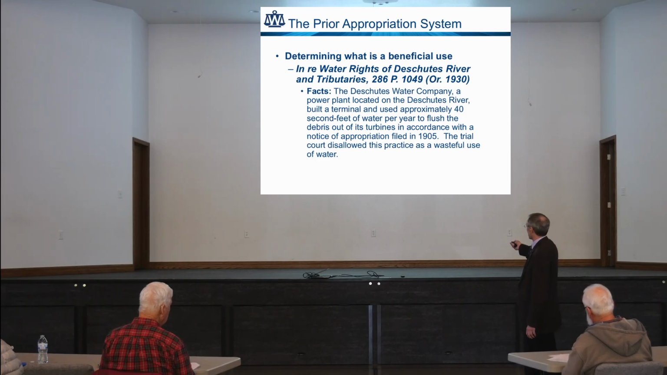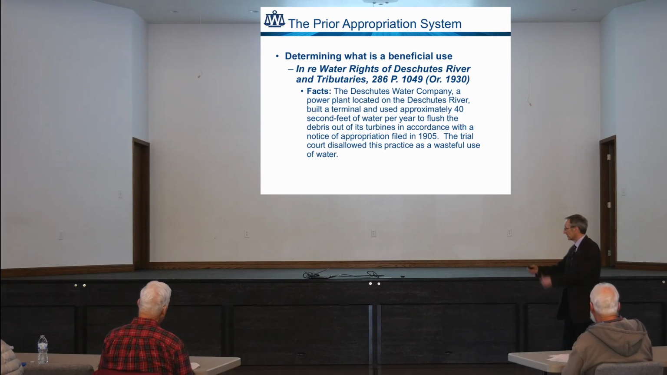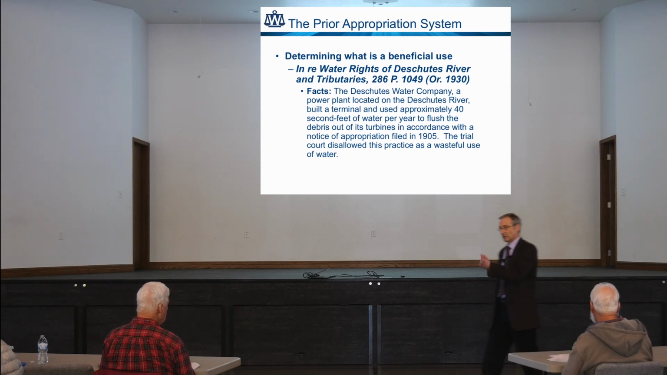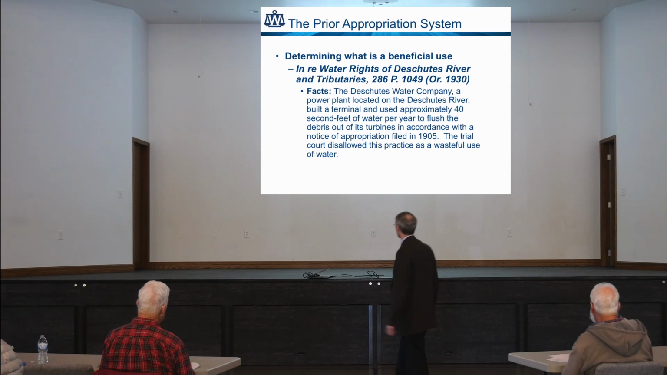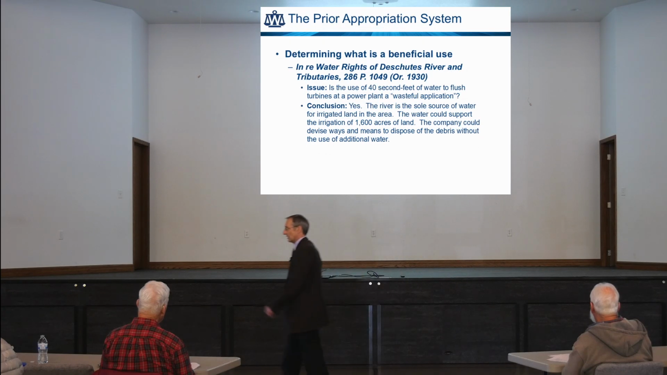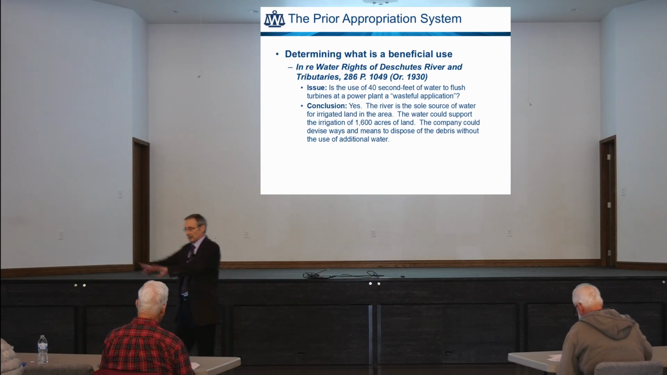But the Deschutes Water Company, a power plant located on the Deschutes River, built a terminal that used about 40 second feet of water per year to flush the debris out of its turbines in accordance with a notice of appropriation filed in 1905. And the trial court disallowed that practice and said that's wasteful. That's not putting water to a beneficial use. They said there's a different way that you can do that without affecting farmers in this whole area.